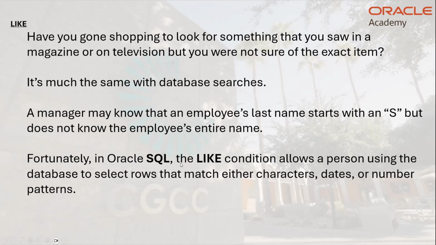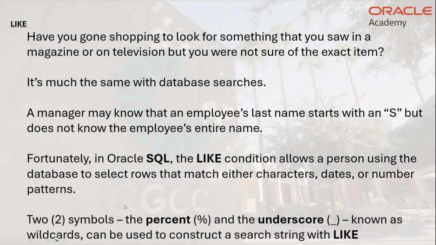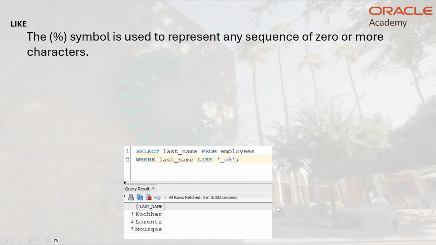In Oracle, the LIKE condition allows a person using a database to select rows that match certain criteria. That could be strings, dates, or numbers, and it's usually based on a pattern. The key here is you're using the percent symbol and the underscore, and these are known as wildcards in your LIKE. These are used to construct a search for the LIKE. You use them for specific reasons. The percent represents any sequence of zero or more characters based on its position.